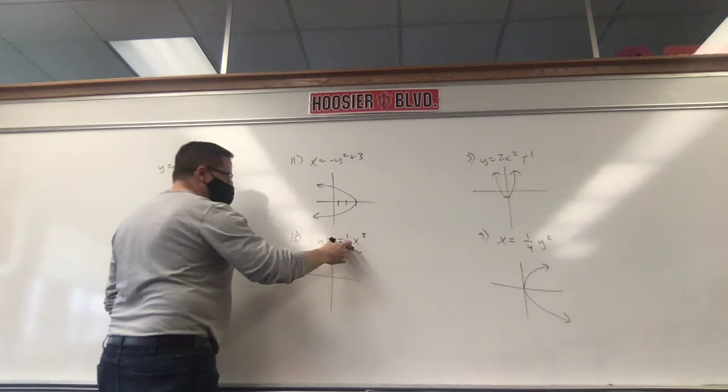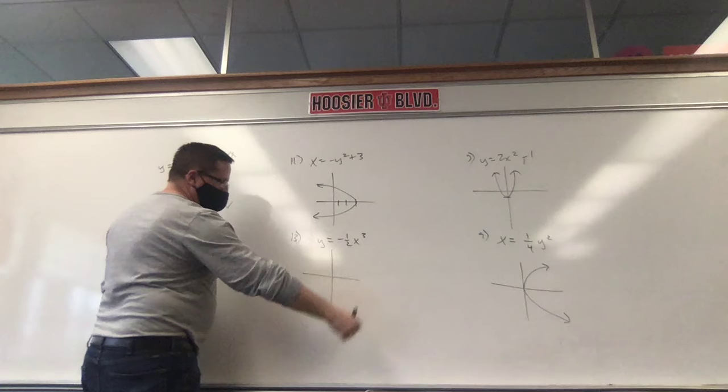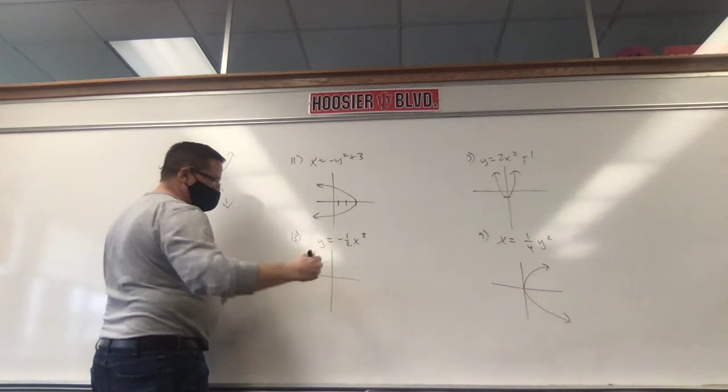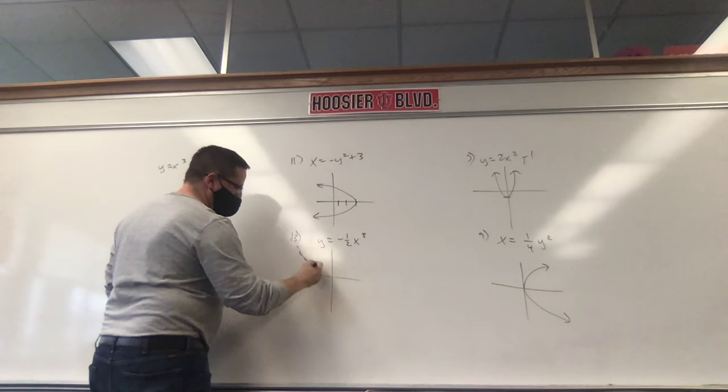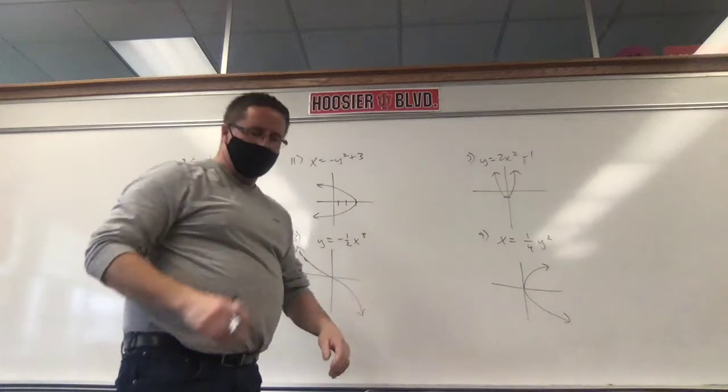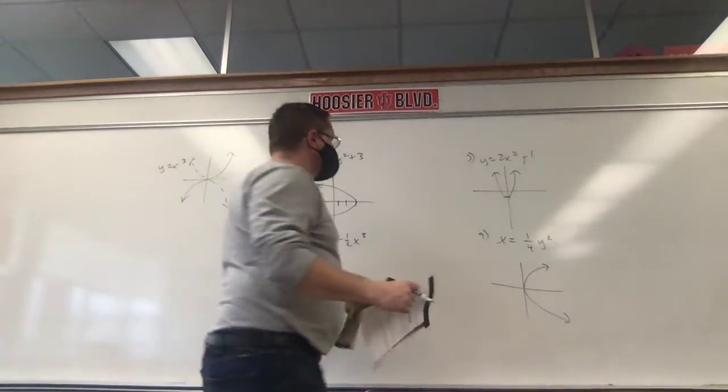So this right here, since this is less than 1, it's gonna be going down, and it's going to shrink it this way, which is gonna fatten it up that way. It's gonna look sort of like this. I just want rough graphs. Okay, you don't need to plot a whole bunch of points and all that stuff.